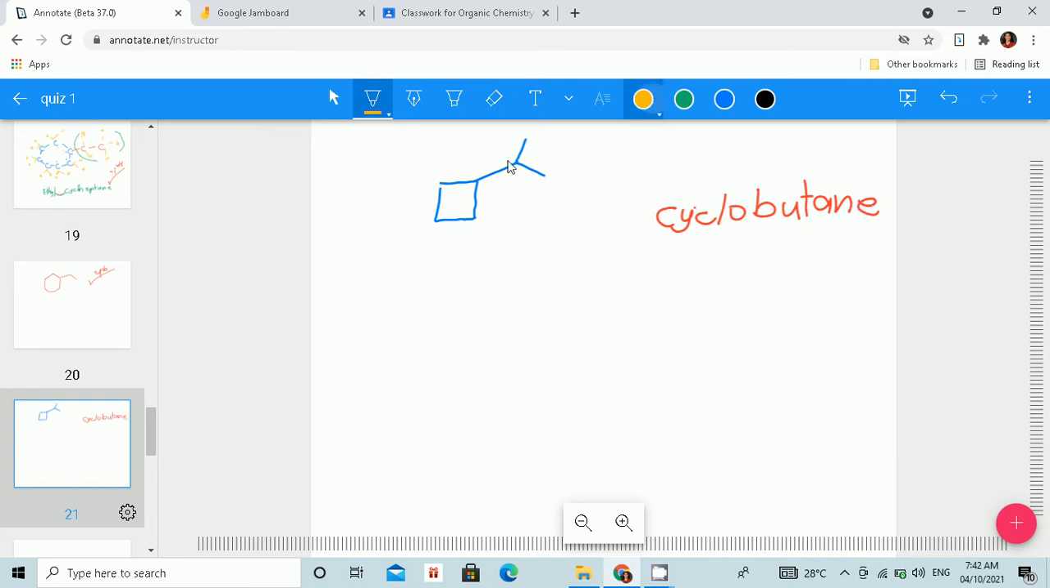Then what about our substituent? Our substituent forms a Y shape, right, class? So that is an iso. So we will write isocyclobutane. Yes, this one is isocyclobutane.